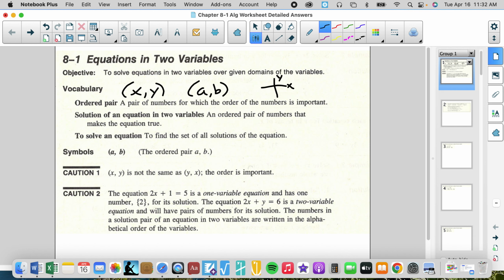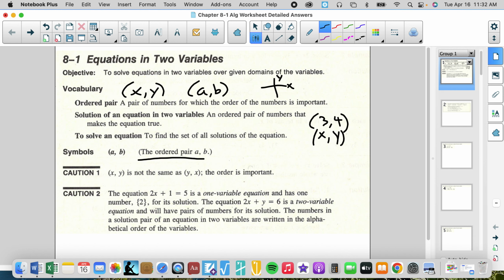Solution to an equation in two variables. That's an ordered pair. So we see x comma y. You see 3 comma 4. The x value would be 3. The y value would be 4. And it's a solution to the equation. To solve an equation, find the set of all solutions. Sometimes there's going to be 1 point. Sometimes there's going to be an infinite number of points.